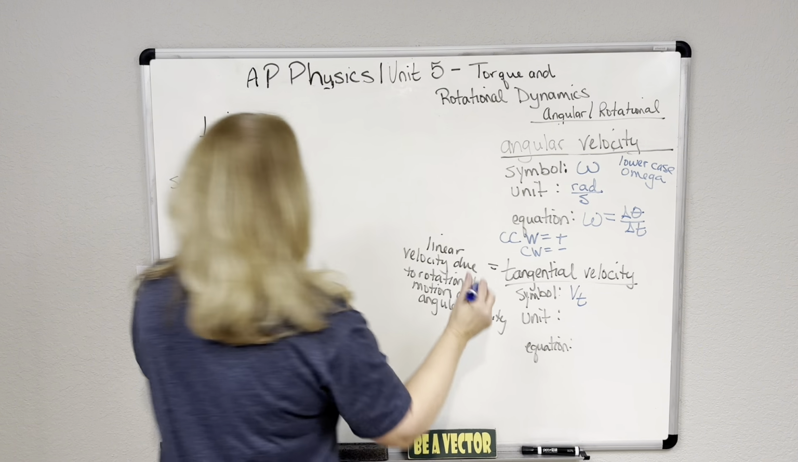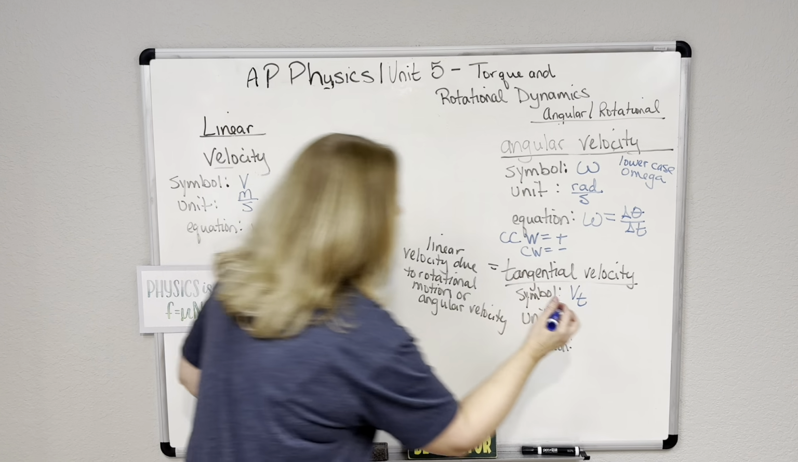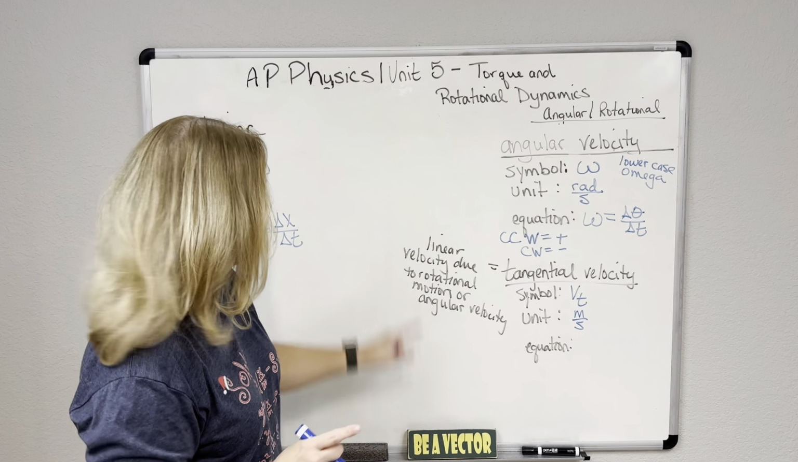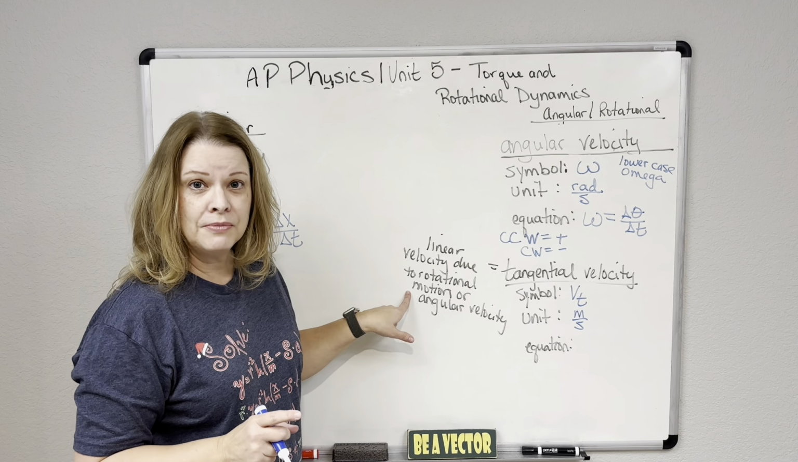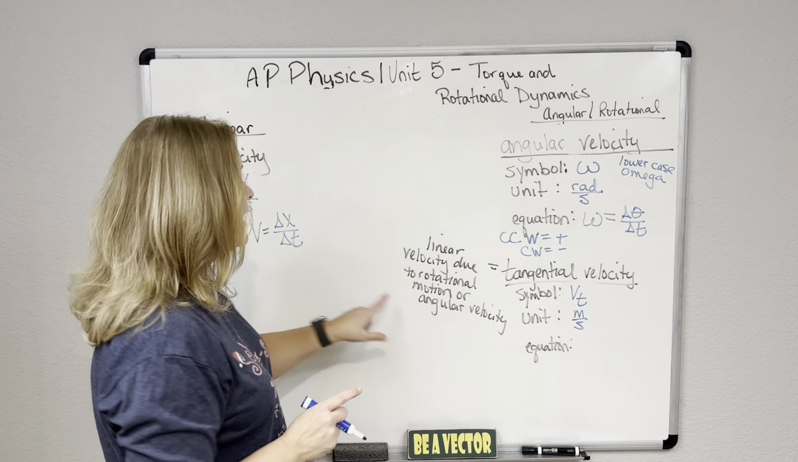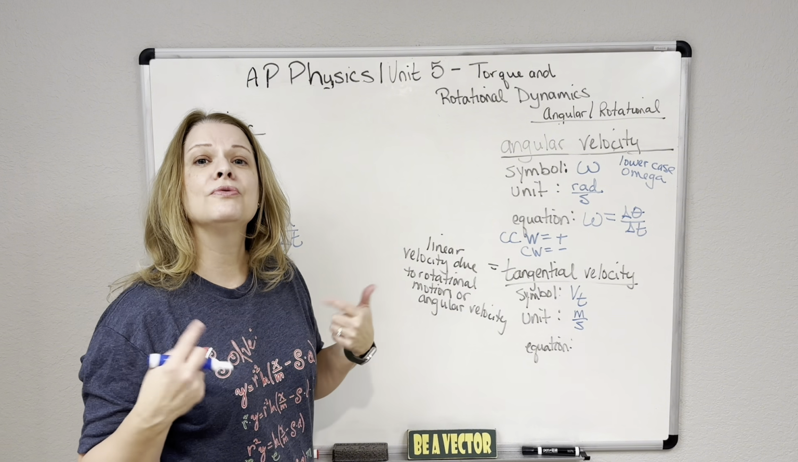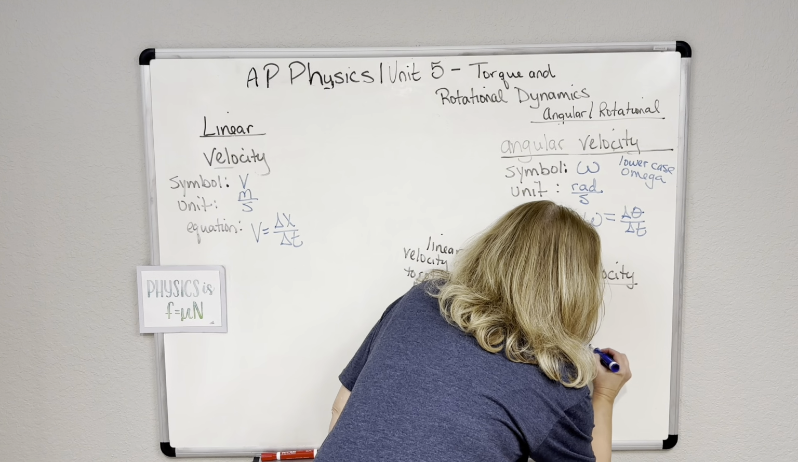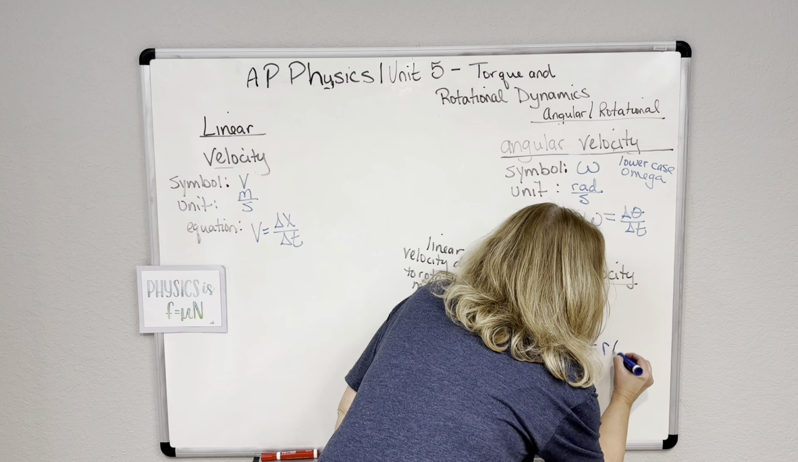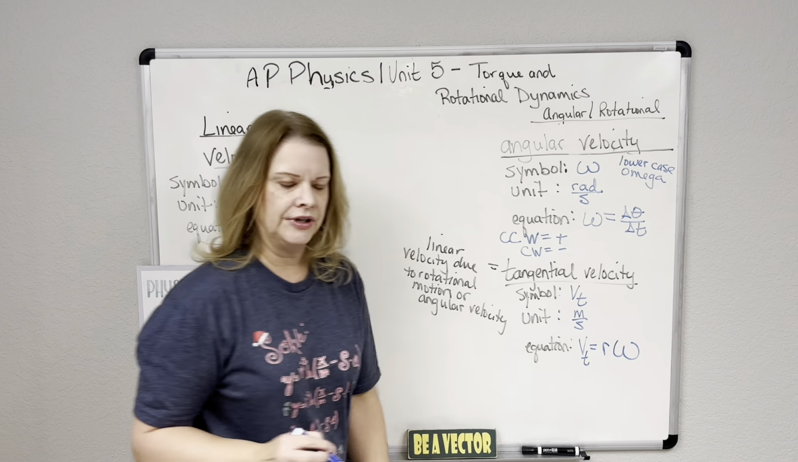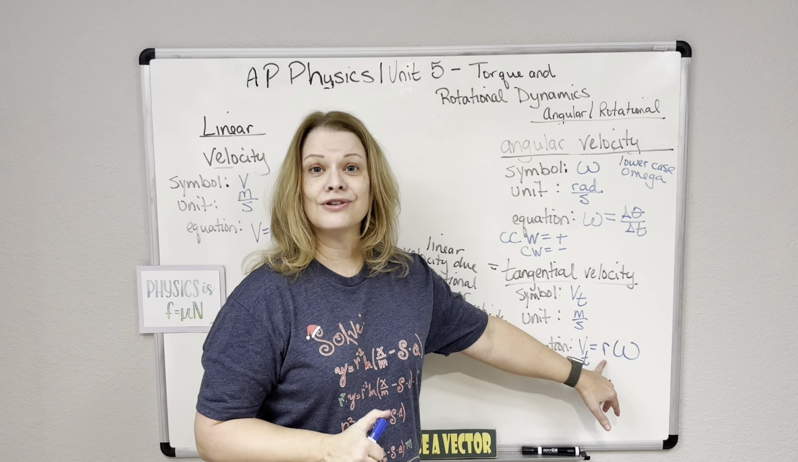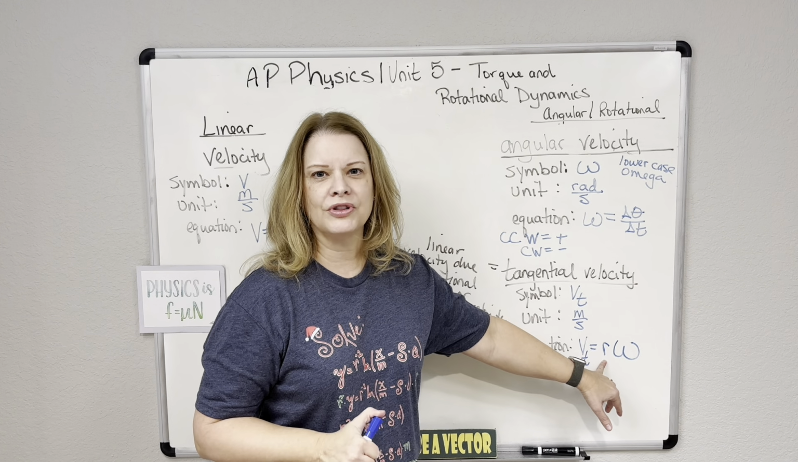Now, the unit is the same because it's really just like linear velocity, so the unit is meters per second. Now, the equation is different because it's due to rotational motion. So the equation has to be tied to rotational motion. So the equation is tangential velocity equals the radius times the angular velocity. This is why you don't want to abbreviate radians as r, because you're going to see a couple of equations here with r in it.